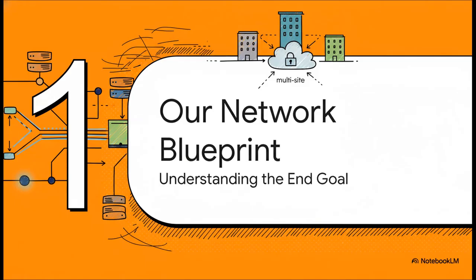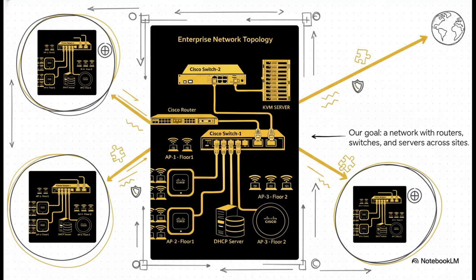Before we even think about typing a single command, we gotta know where we're headed, right? It's super important. So let's take a look at the big picture, the final network topology we're aiming for. So this right here, this is our blueprint. You can see we've got multiple sites, and each one has its own little world of routers, switches, servers, and so on. The goal is to get all of these separate islands talking to each other and to the outside world, both securely and efficiently. This is basically the giant puzzle we're about to put together, one piece at a time.